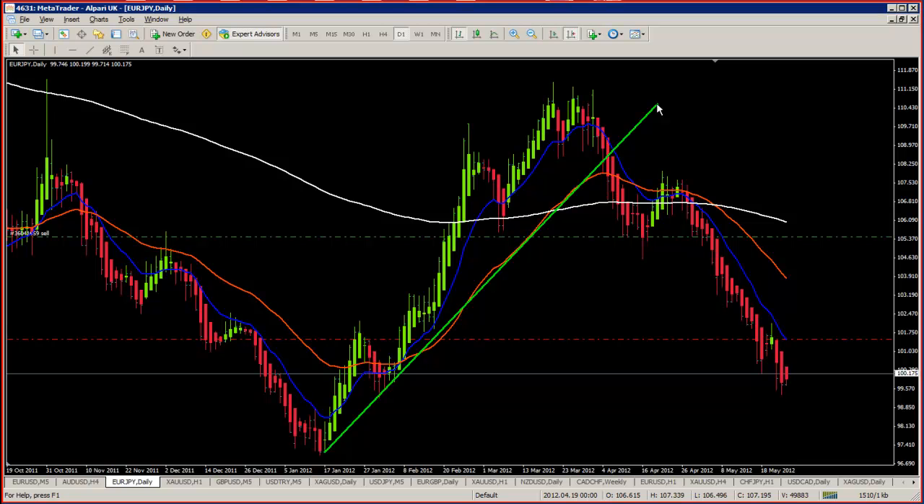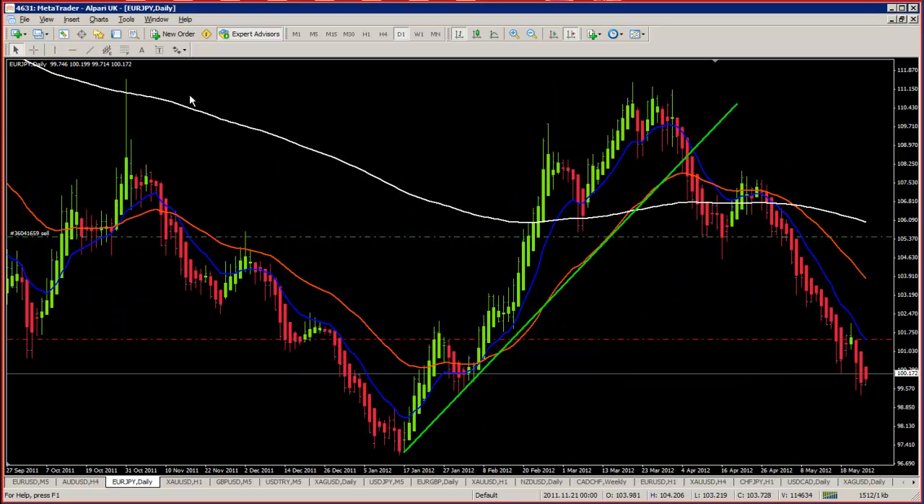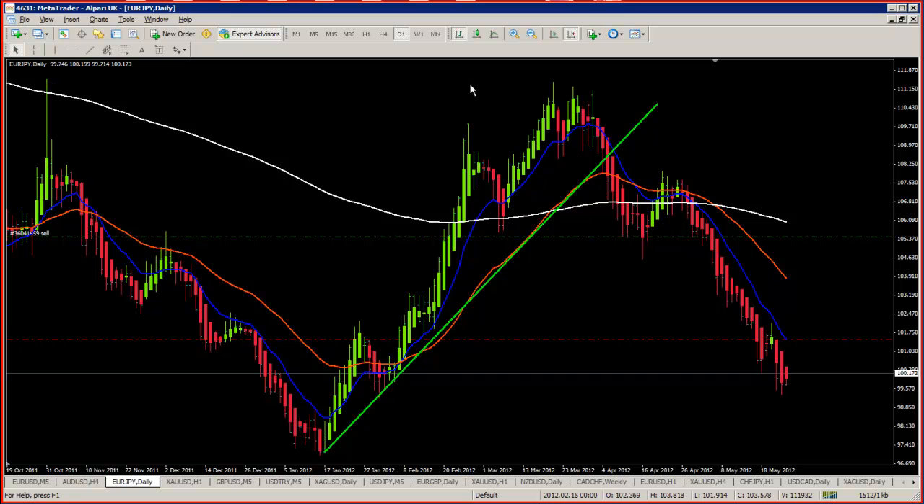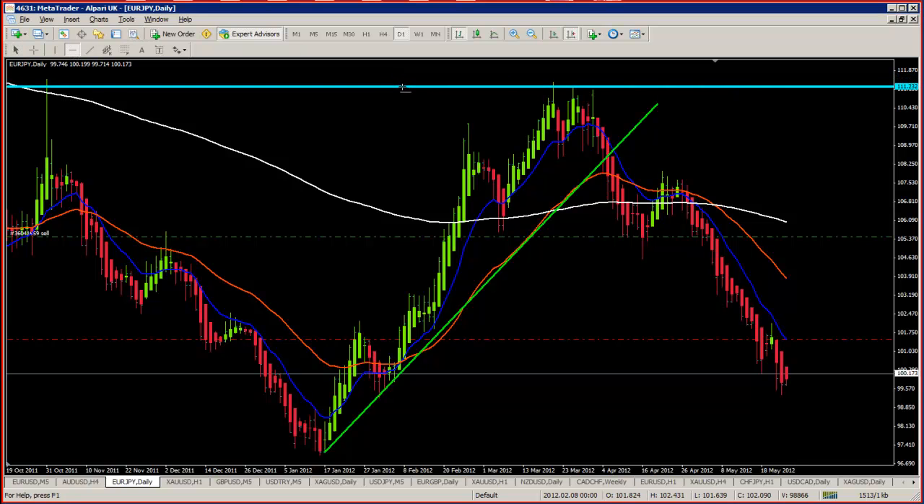If you look a little bit back, you see all the tops here. You could connect them with a horizontal line like this. Here you have your touches. This trend line is breaking. The price is moving under the 36 and here under the 200 EMA.